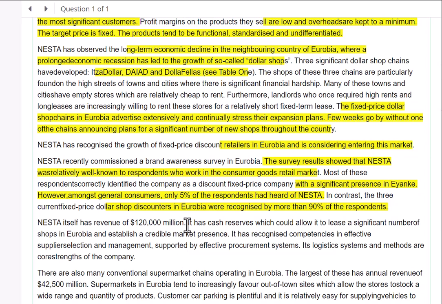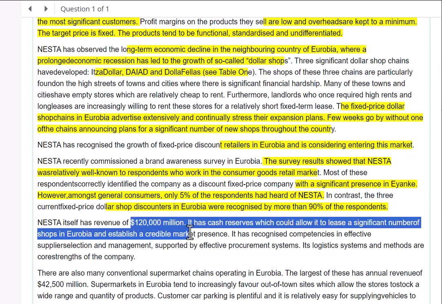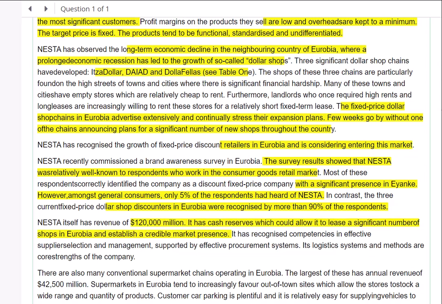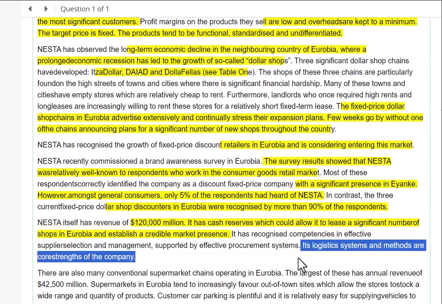Nesta itself has a revenue of 1,20,000 million. It has cash reserves which could allow it to lease a significant number of shops in E and establish a credible market presence. It has recognized competencies in effective supplier selection and management supported by an effective procurement system. Its logistics systems and methods are core strengths of the company.